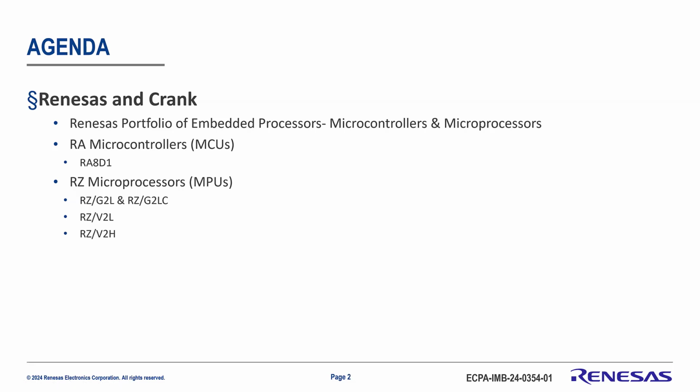Let's talk a little bit about the agenda for Renesas here. We are going to be introducing our portfolio of embedded processors, including microcontrollers and microprocessors. We'll start off with the RA microcontrollers, focusing on the RA8D1, and we'll have a demo of Storyboard running that. Then we'll move on to the RZ microprocessors, and we'll talk about several products there: the RZ-G2L and G2LC, and then RZ-V2L and RZ-V2H.